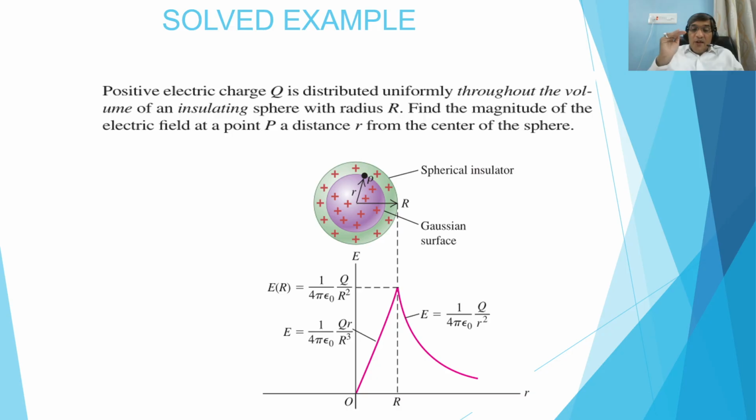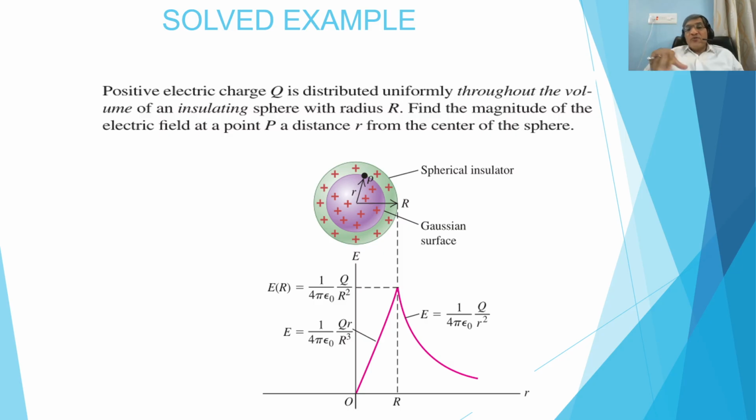When we move up to the surface where small r equals capital R, the formula takes the form E(R) equals Q upon 4 pi epsilon naught R squared, and this is exactly equal to the value of the electric field at the outer surface of a conductor. Keep that in mind: these two give the same answer, but the cases are different. Inside the conductor the electric field is zero, but here we have a different material and the electric field is directly proportional to the distance small r.